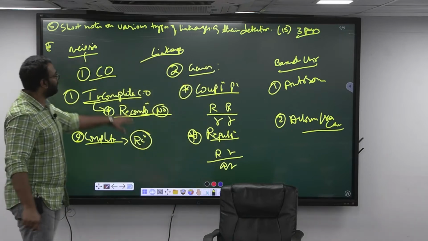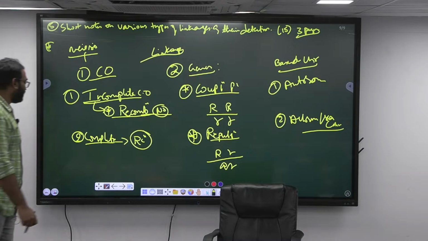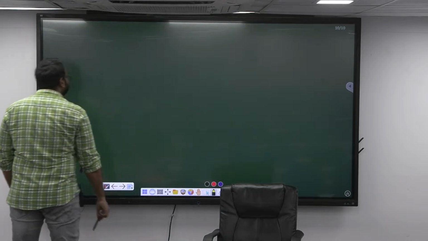If you want, you can give this in a flowchart manner in the beginning. After that, you need to explain at least each type: what it is and why it is happening. Are you getting? That much will take at least more than 1.5 pages. After that, detection is there.